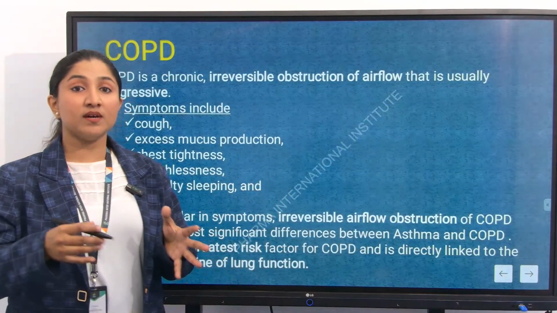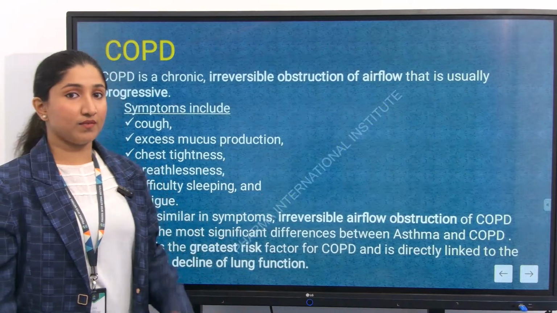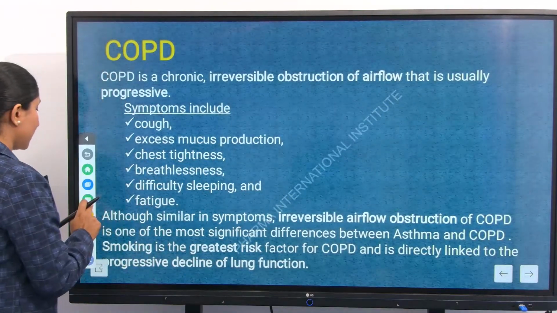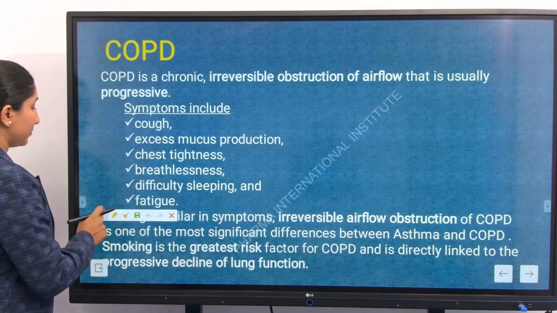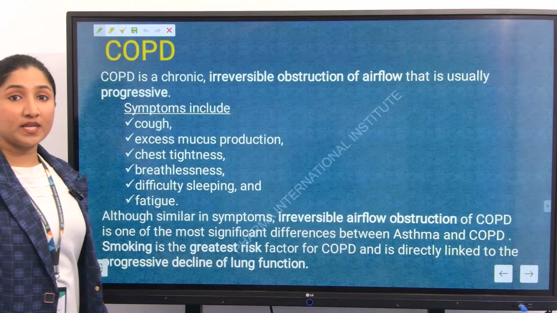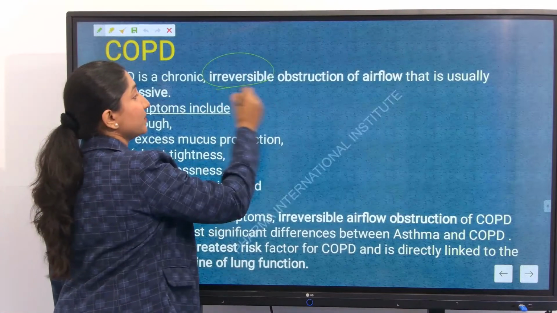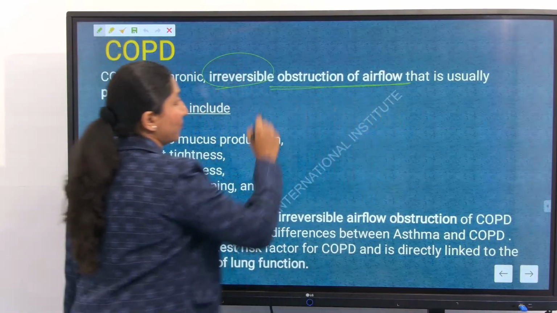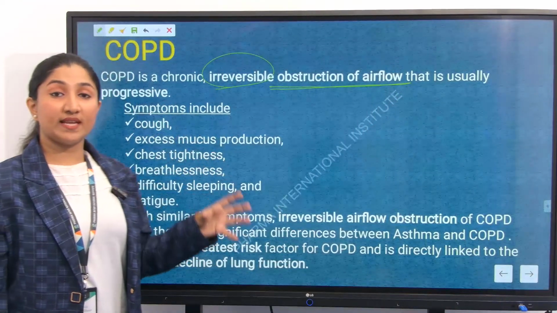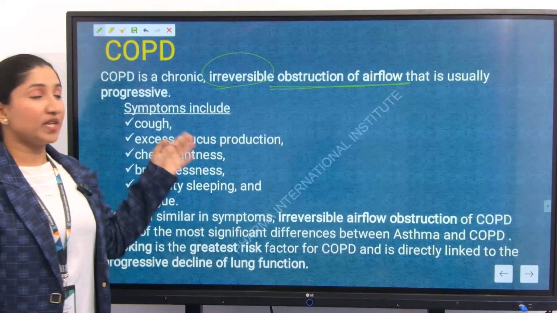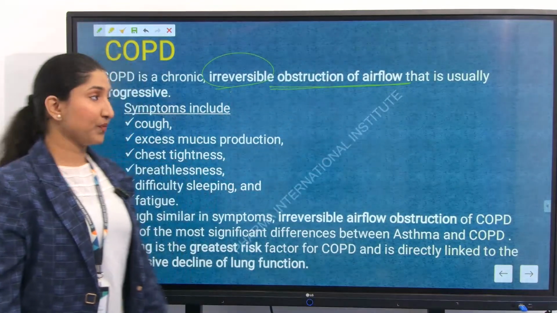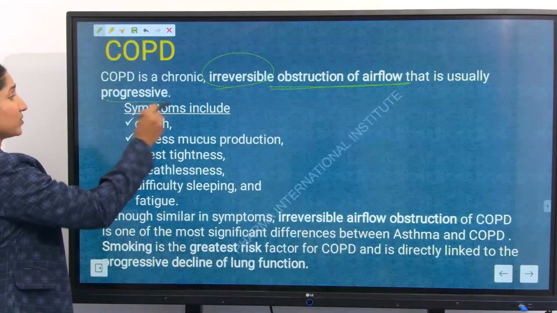Asthma is an inflammatory disorder of the airways. Now we have the next disease, COPD, or chronic obstructive pulmonary disease. Compared to asthma, COPD is an irreversible obstruction of the airflow. It is a chronic progressive disease. Whereas asthma was an allergen-triggered disease, COPD is a chronic, progressive, irreversible obstruction of the airflow.